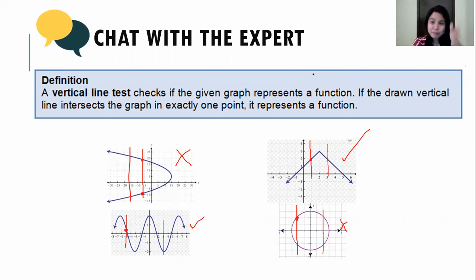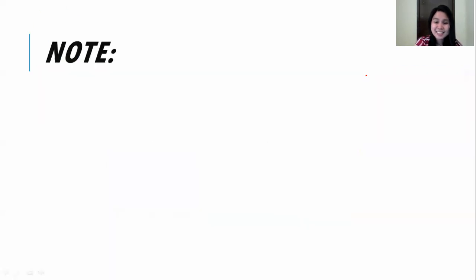Again, you draw a vertical line, if it crosses the graph at exactly 1 point only, it is a graph of a function. Any questions? Again, if you have questions, please feel free to raise your hand, okay? I really welcome questions in class. Let's go to the next one.